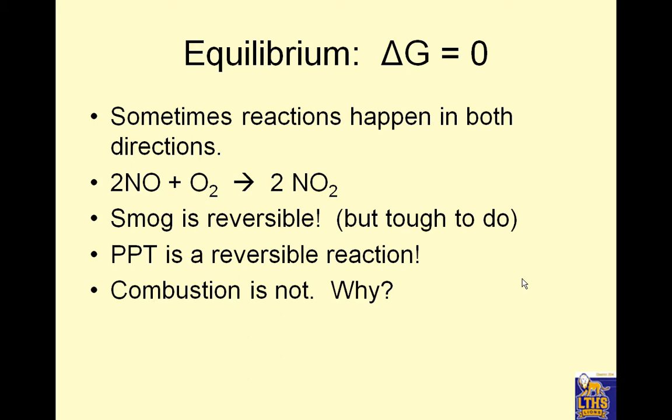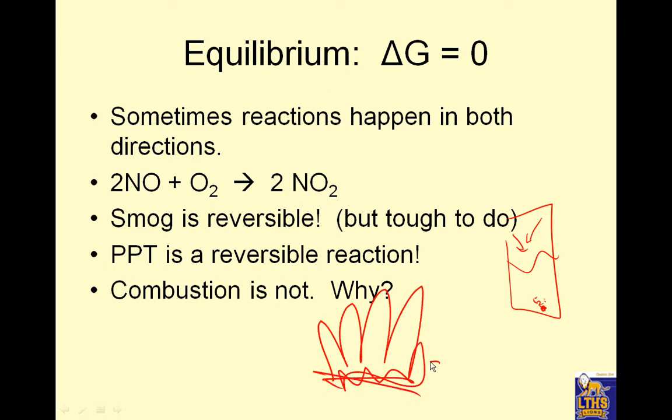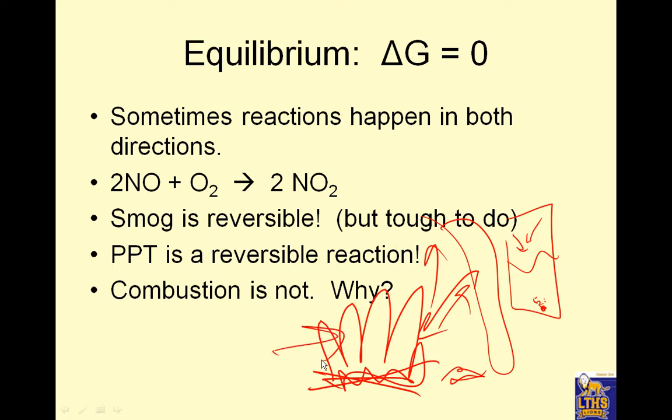Equilibrium is when delta G equals 0. Some reactions happen in both directions. So this reaction can happen forward and reverse. This one's tough to do. If you make a precipitate, you pour stuff in and then you get a solid, that's actually reversible as well. Combustion is not reversible because when you burn something, you make carbon dioxide gas, water vapor, and ash. Trying to get all of those things back together to make the original material that burned is not possible. This is spontaneous in one direction only.